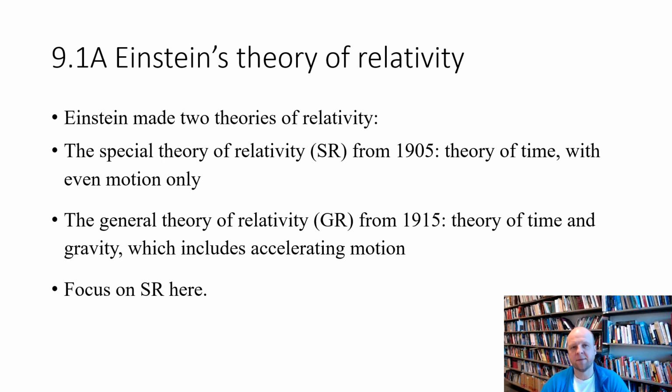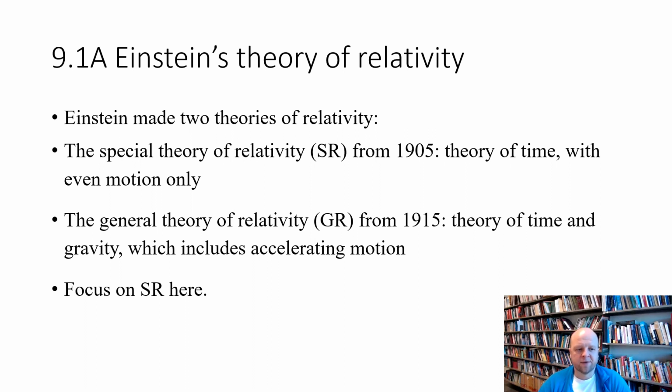It's a theory of time, but it describes only even motion, so not accelerating motion, just this even motion when something moves at the same speed at all times. Whereas the general theory of relativity, GR, that Einstein made in 1915, is a theory of time which includes accelerating motion. And Einstein discovered that the same things he said about accelerating motion he could also say about gravity, so this is a theory about both time and gravity.